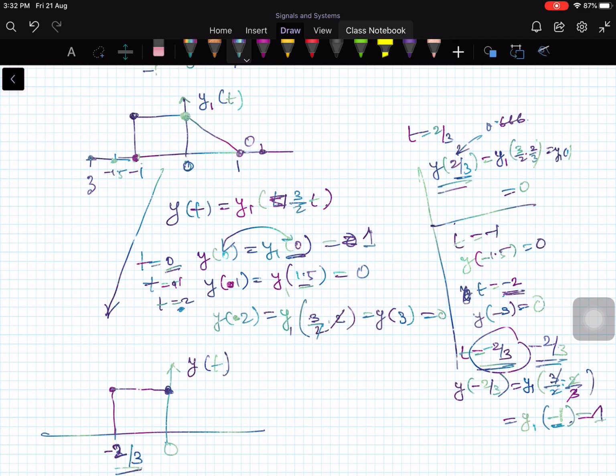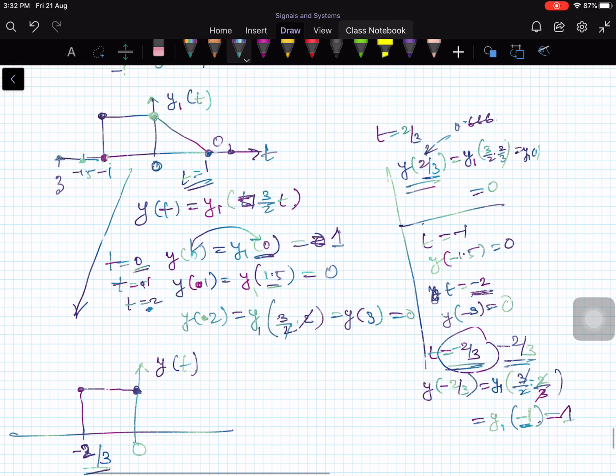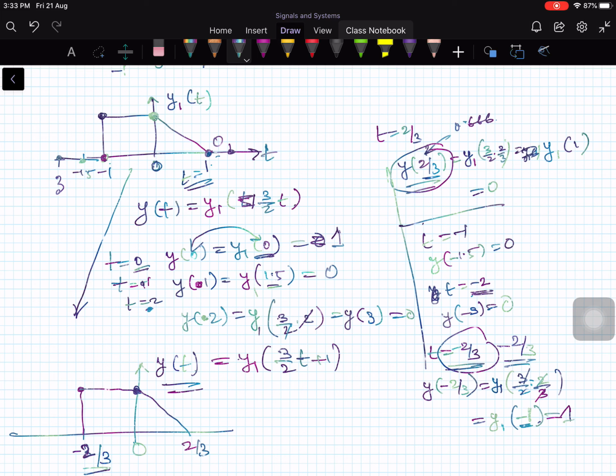So, both are the same. This value will not be shifted. Now, this point when t equals 1 in y1 of t, where is it? It's here, y1 of 1. Whatever is happening at t equal to 1, the same thing is happening at 2 by 3. Therefore, this point is 2 by 3. So, this is your y of t, which is y1 of what? 3 by 2 t plus 1. This one, y1 of 3 by 2 t plus 1.